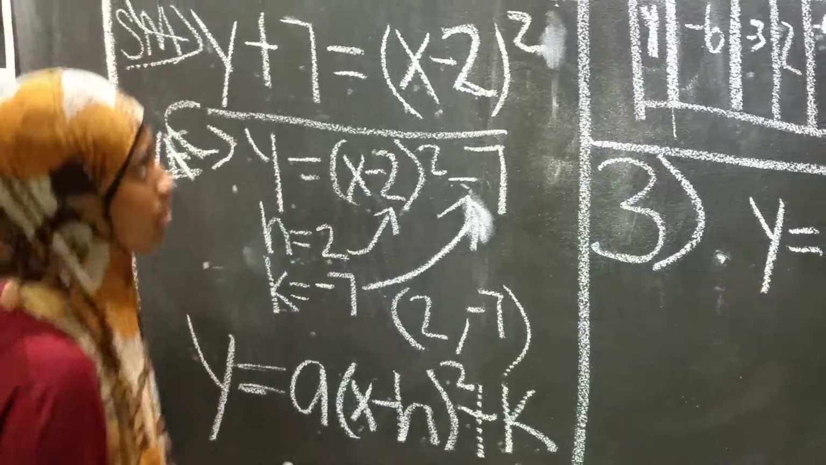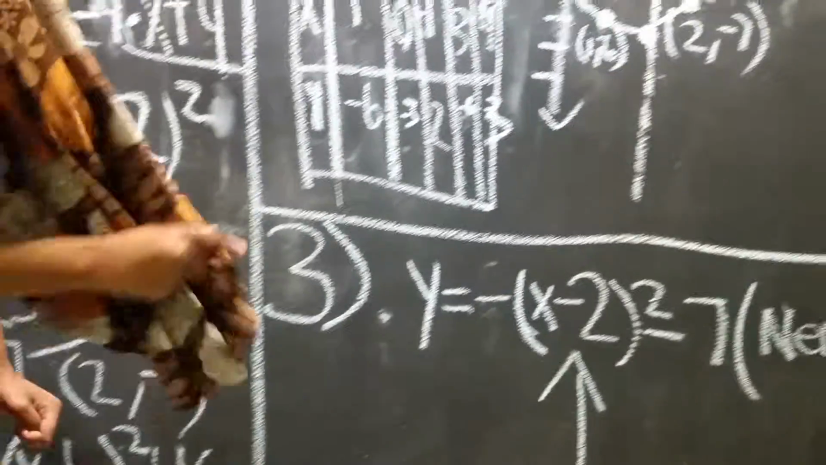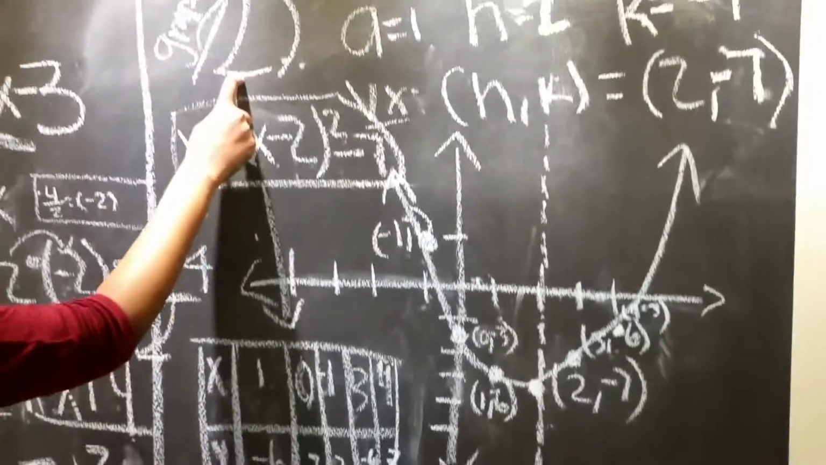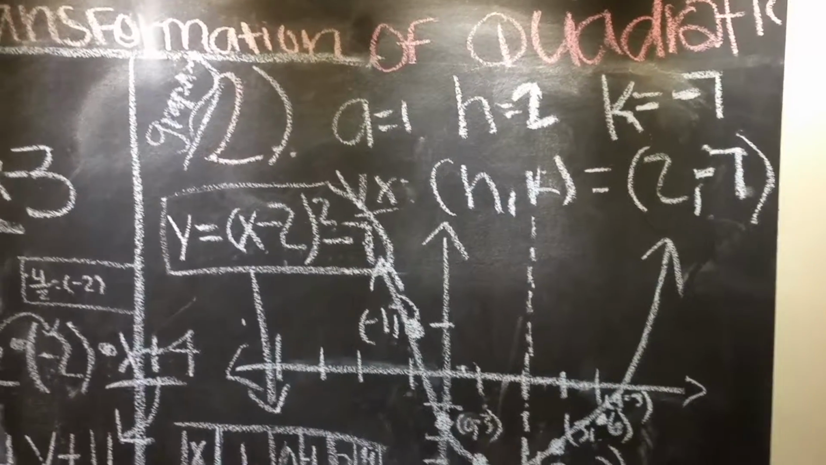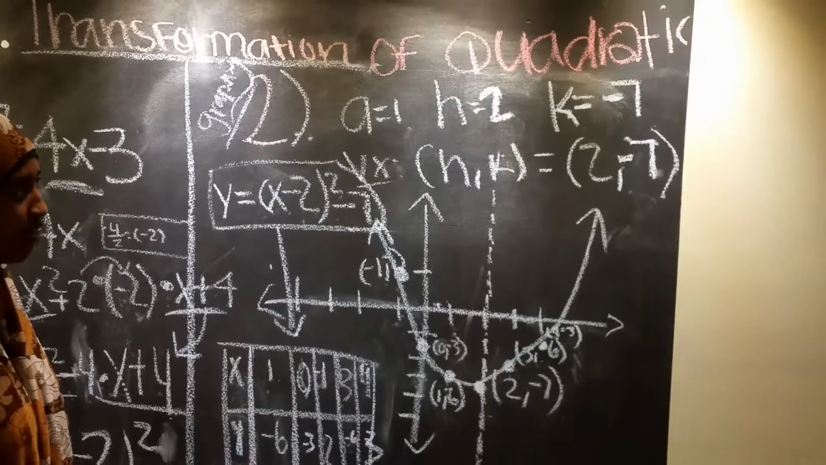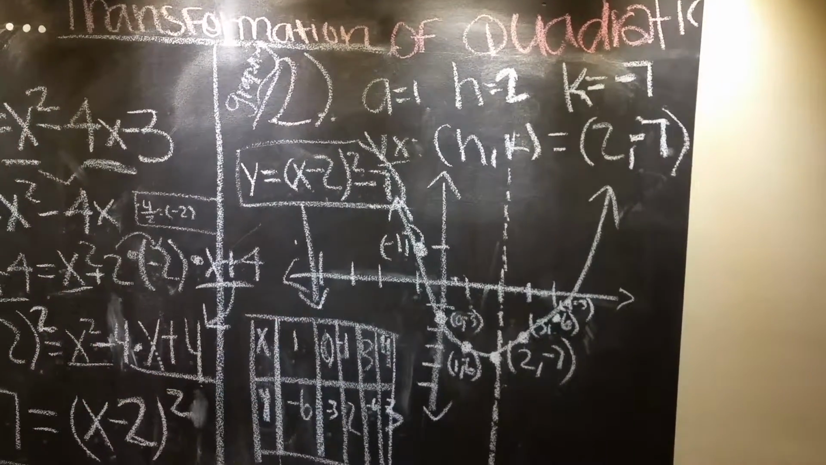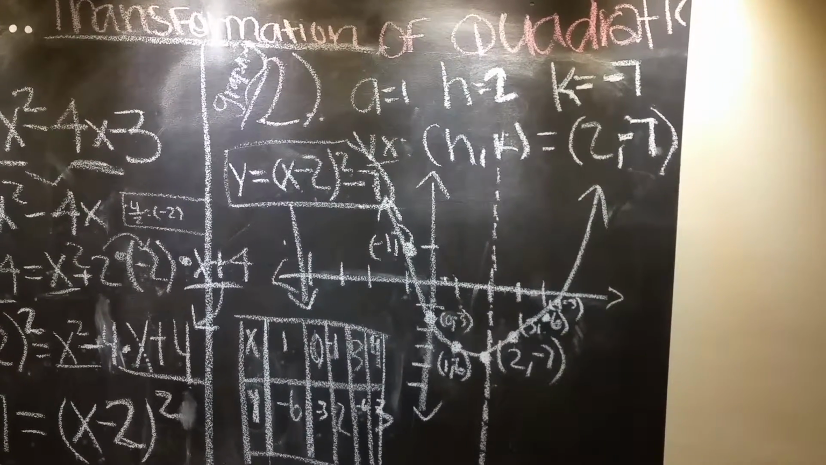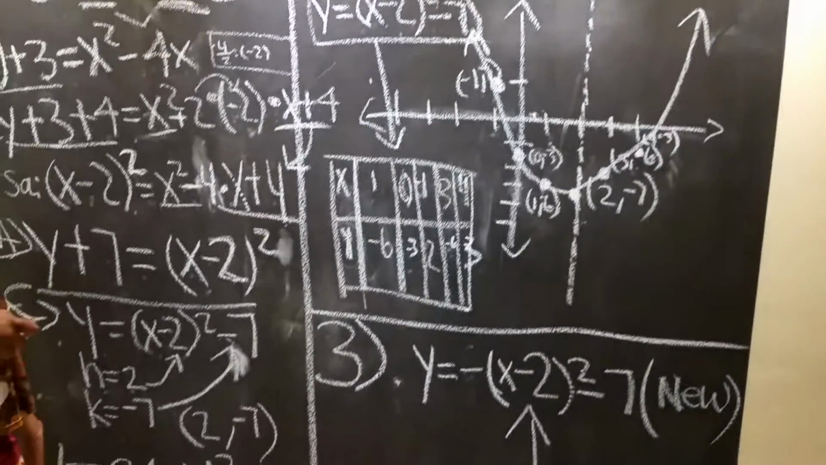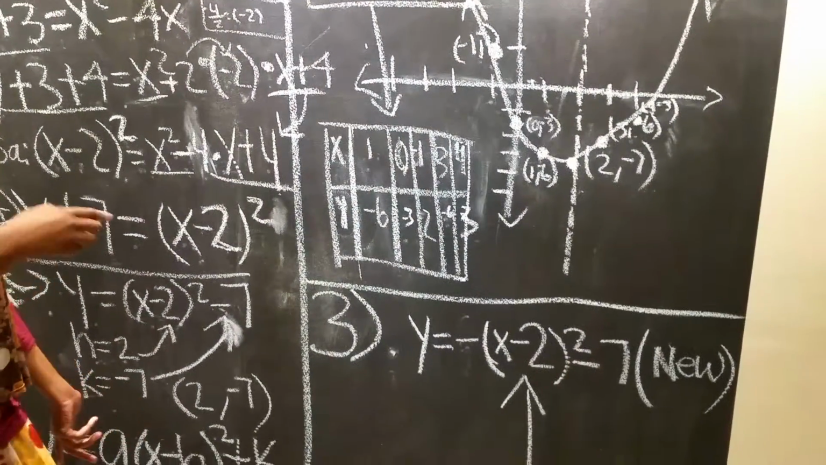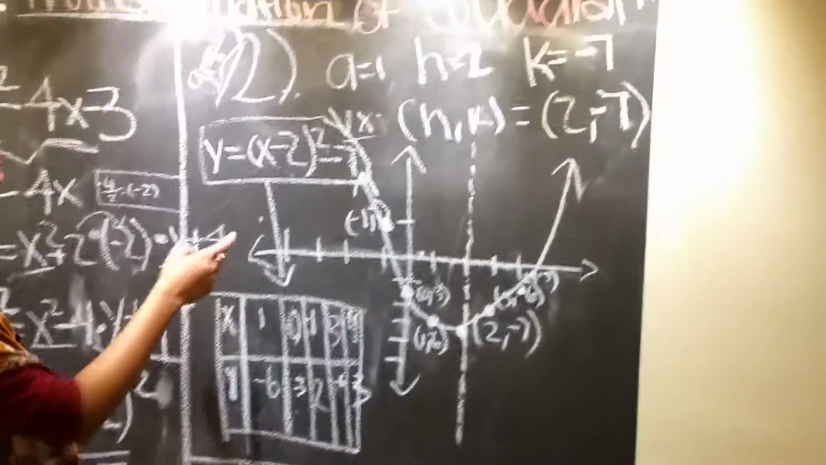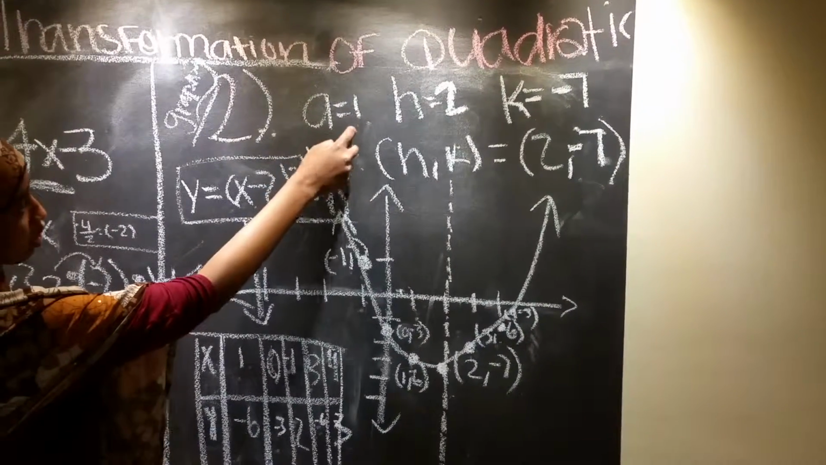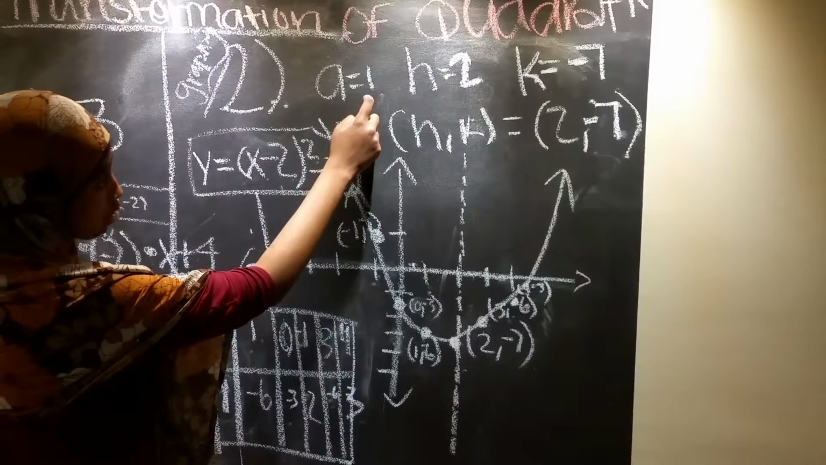And then our next step is graphing. In order to graph it, we have to go back to our previous equation, which is y equals a times x minus h squared plus k. So a equals negative.